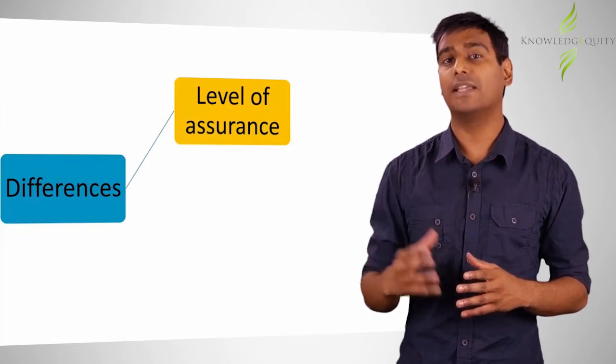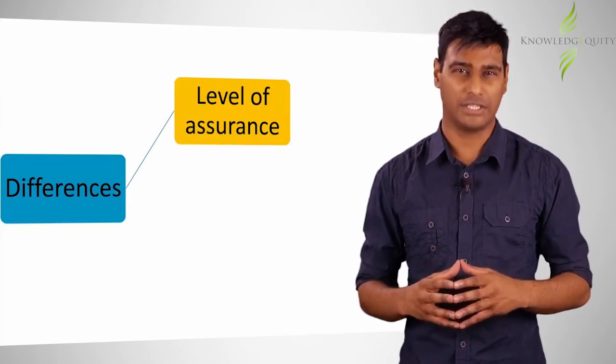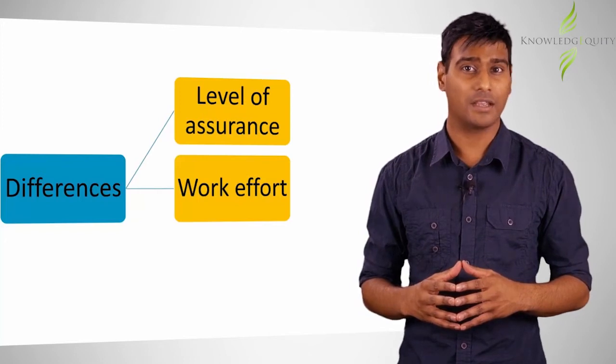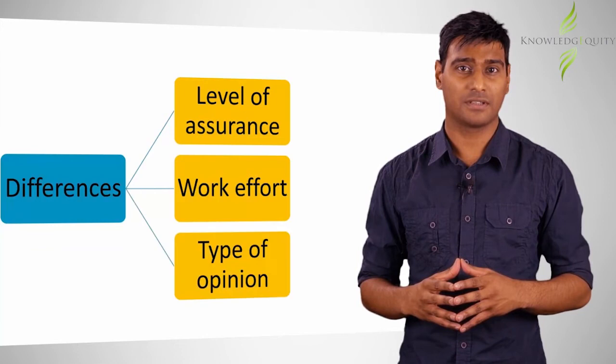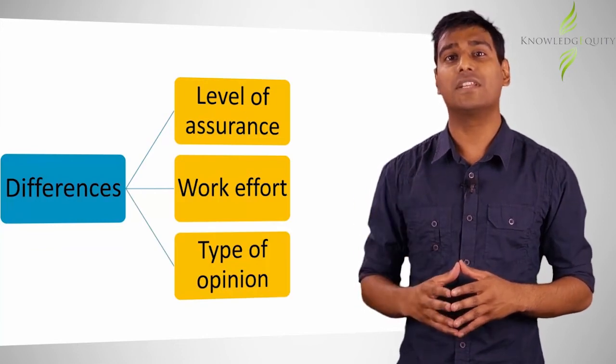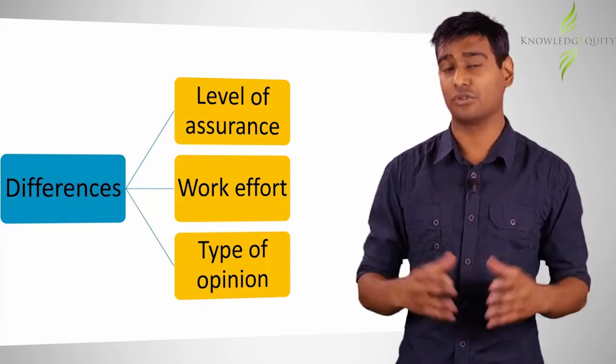The first relates to the level of assurance that is provided by each engagement. The second relates to the work effort involved in the performance of the different engagements. And the third relates to the type of opinion that is provided in the written assurance report.